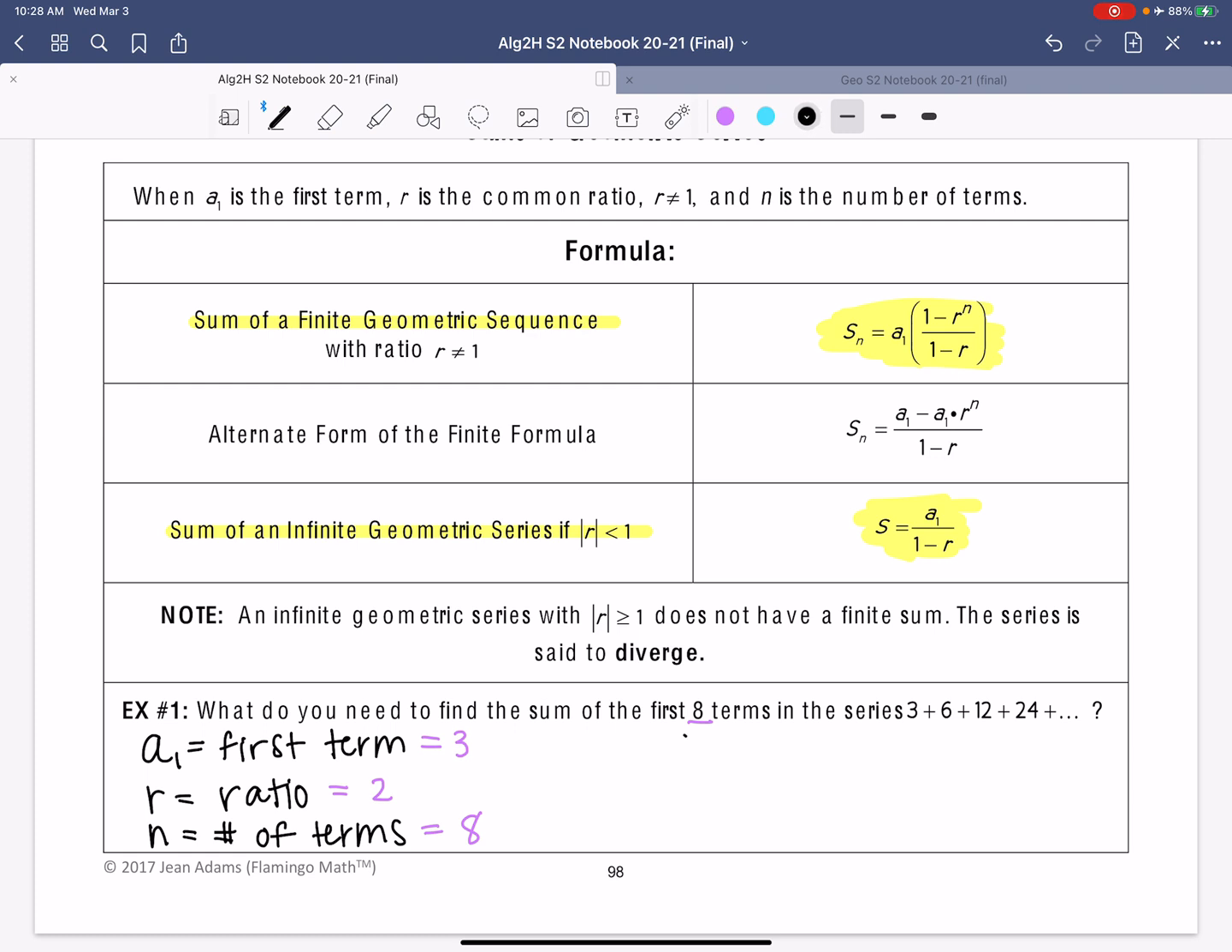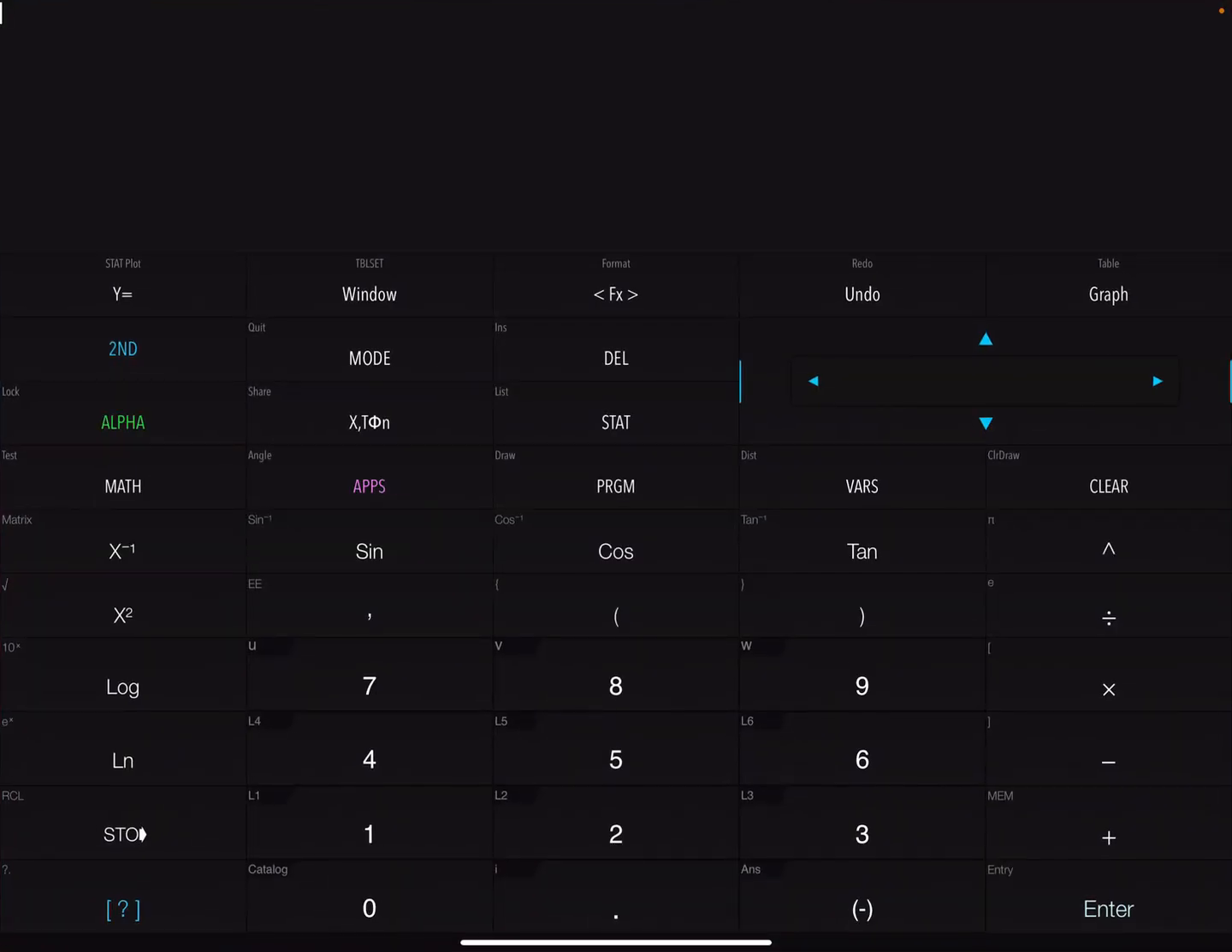So the sum of the first 8 is equal to A1, which is 3, over 1 minus r, which is 2, to the nth power, so to the 8th power, over 1 minus 2. So we're going to get 3, and we'll go ahead and do 1 minus 2 to the 8th power. We'll just use a calculator for that.